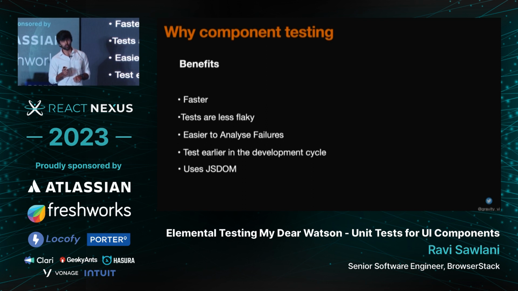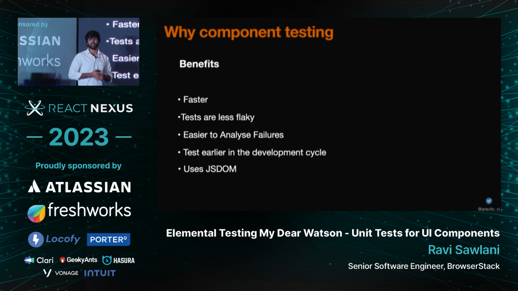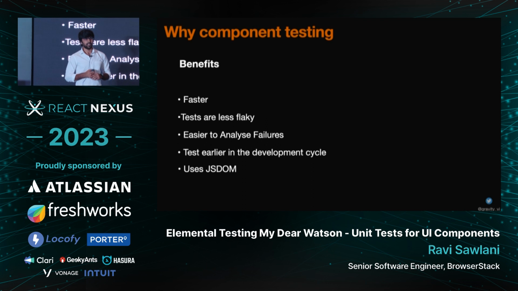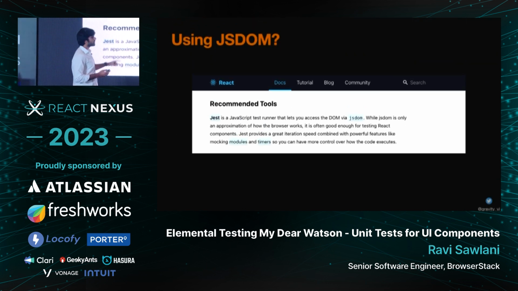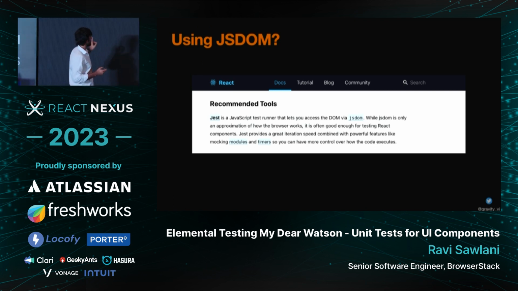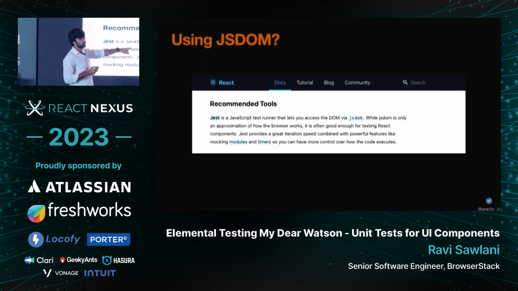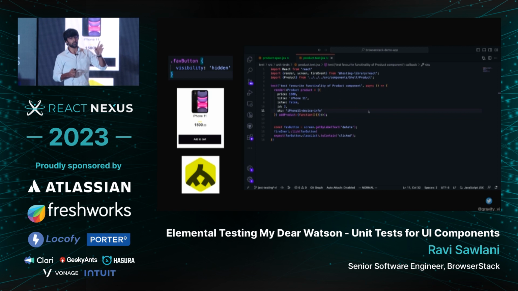One more thing, most frameworks use JS DOM to provide component testing. This is taken from React's website. It suggests that the recommended tool is JS DOM. But if you noticed earlier in my component testing demo, I didn't use JS DOM. Why didn't I use JS DOM? For those of you who don't know, how many of you here use JS DOM or know a little about JS DOM?